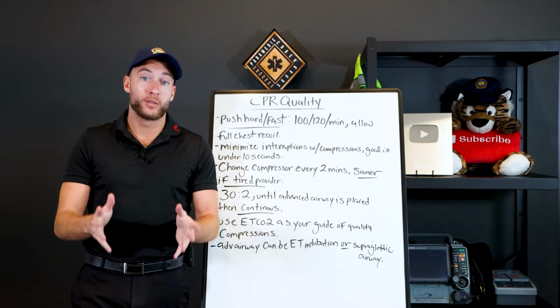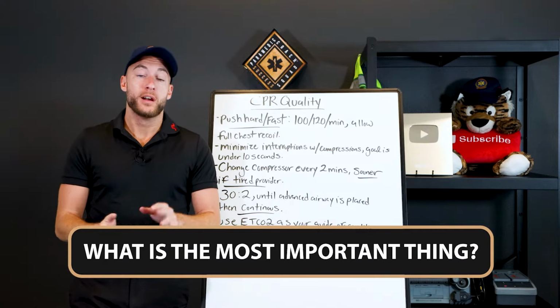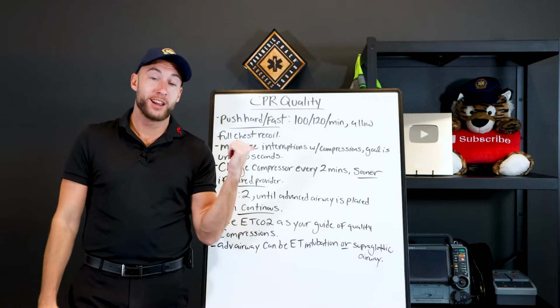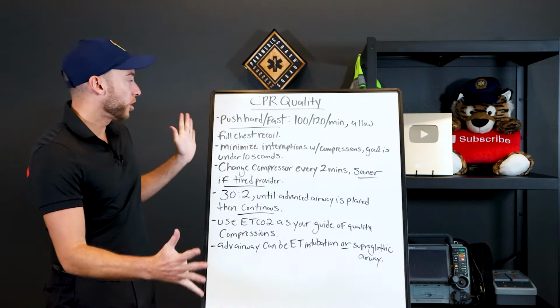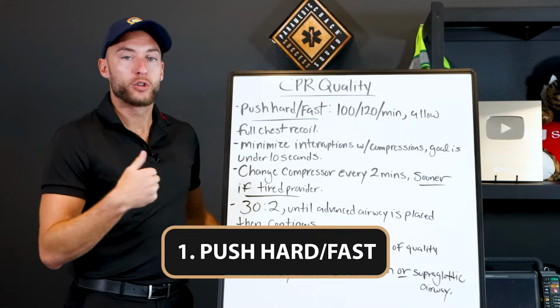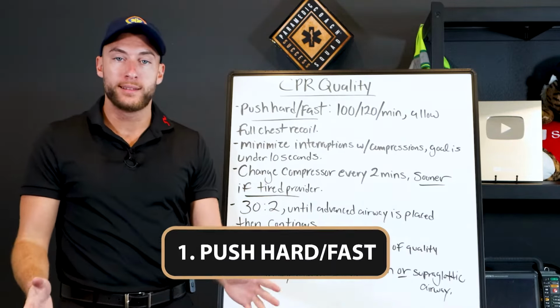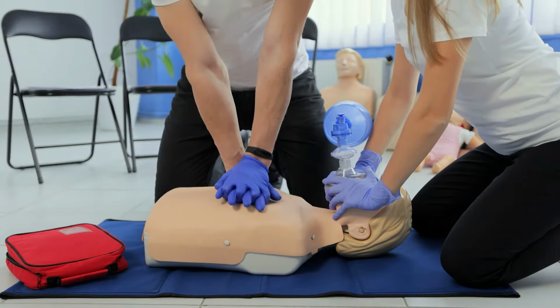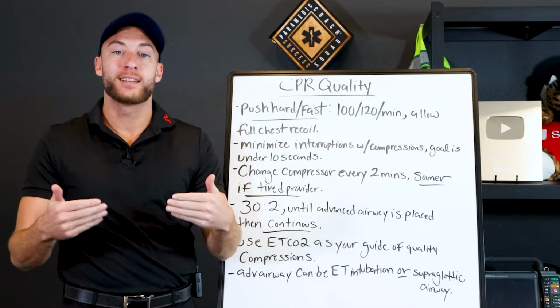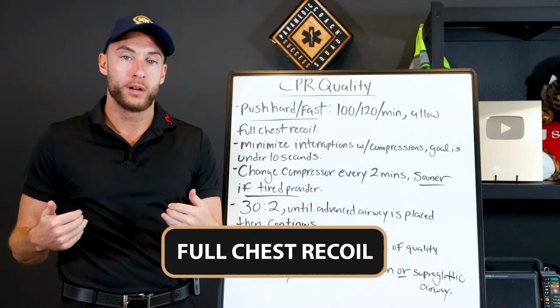Now we talked about this. What is the most important thing? Compressions, and if we can do it, defibrillation. Here is our high quality CPR. Let's talk about a few things here. First, push hard and fast. Our compression rate is between 100 and 120 per minute. And we want to allow the chest to have full chest recoil, okay?